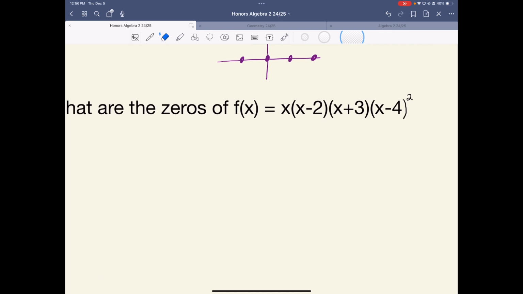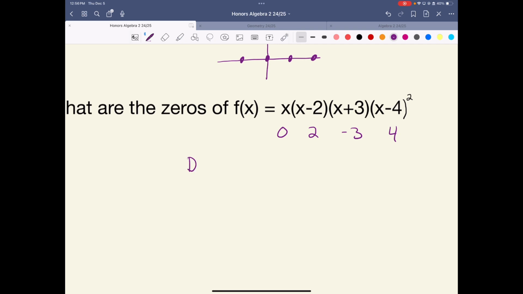So what are my zeros? 0, 2, -3, and 4. Okay, so I guess I didn't do it on that. But those are my zeros. Those are my zeros.